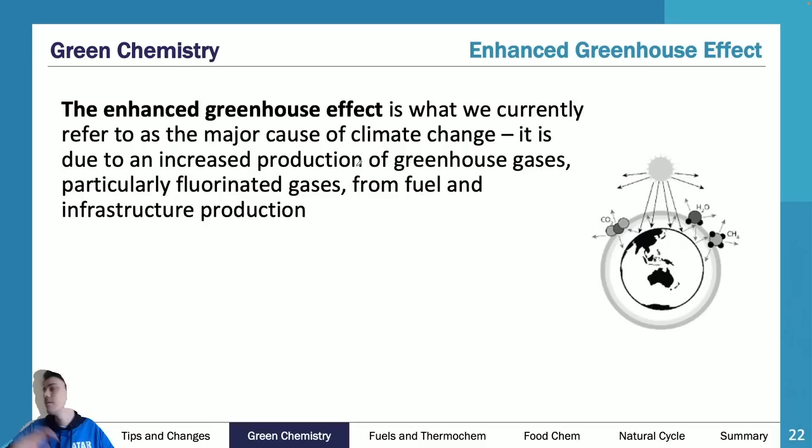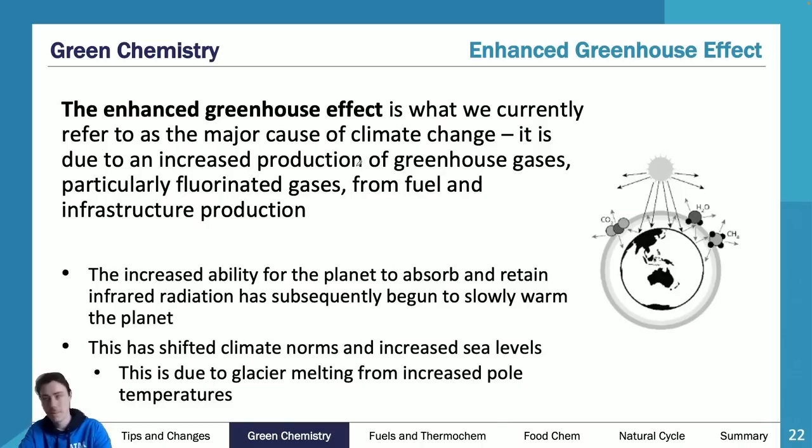So then we sort of discussed from here the enhanced greenhouse effect. You will have covered this last year, but you cover it in a lot more detail this year, and on the basis of that you start to do some gas calculations and determine how much of this has been produced, how much of that has been produced. Sort of that aspect of things. The enhanced greenhouse effect is what we currently refer to as the major cause of climate change. It's due to an increased proportion of greenhouse gases, particularly fluorinated gases, from fuel and infrastructure production. Very simple and basic definition of it.